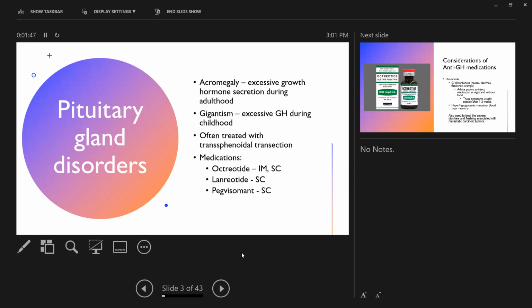This is often treated with surgery of the pituitary. This is called transsphenoidal resection. Medications that can be used in combination with surgery or used before surgery include these three medications: octreotide, lanreotide, pegvisomant. Octreotide, as you can see, is given subcutaneously and intramuscularly. Lanreotide and pegvisomant are both given subcutaneously.